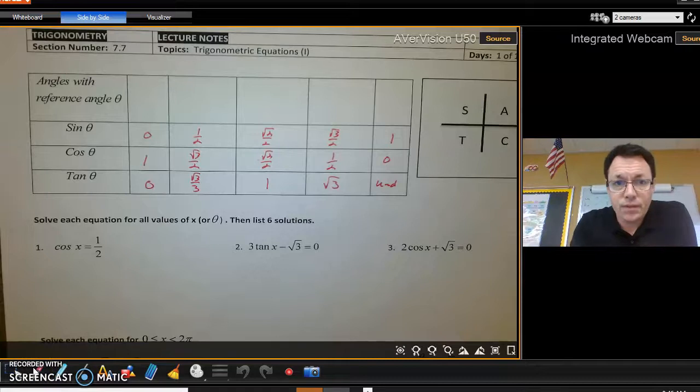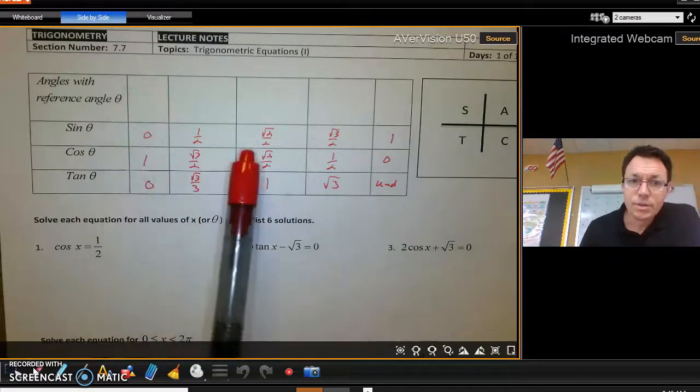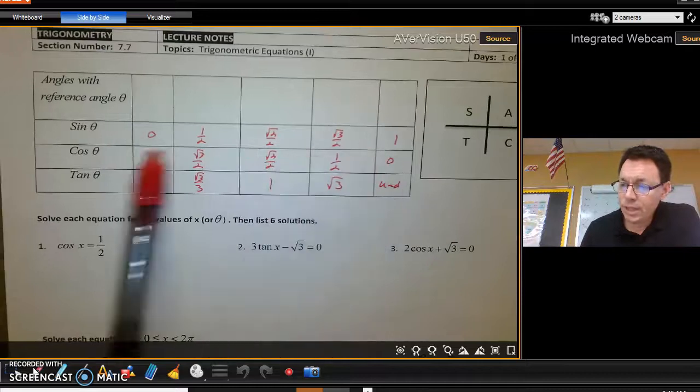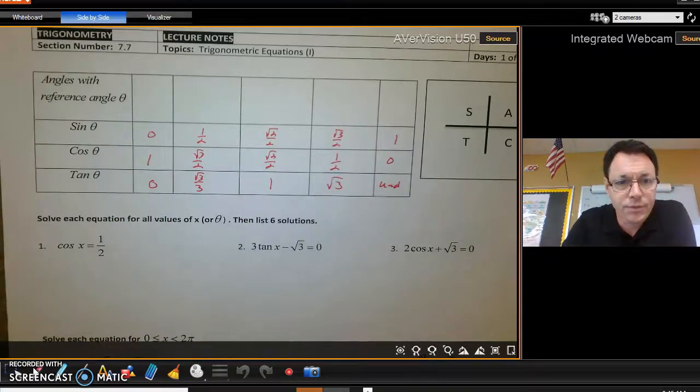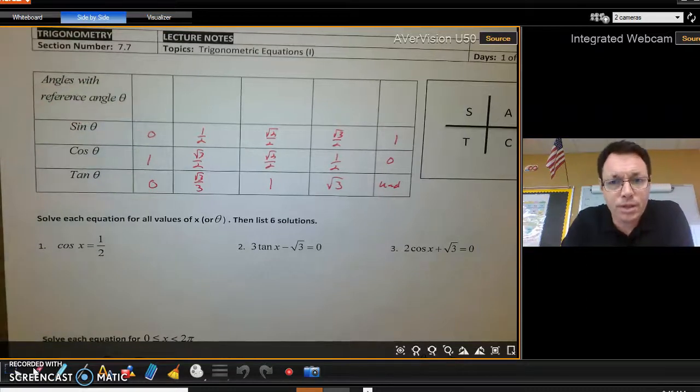It's 7-7, and it's trig equations. So what we're going to be doing is solving some trig equations. Now, you'll notice that I have a chart here. Do me a favor, if you want to fill in the part that I went ahead and filled in, do that. Don't fill in the angle row yet. We're going to look at this a little differently today.